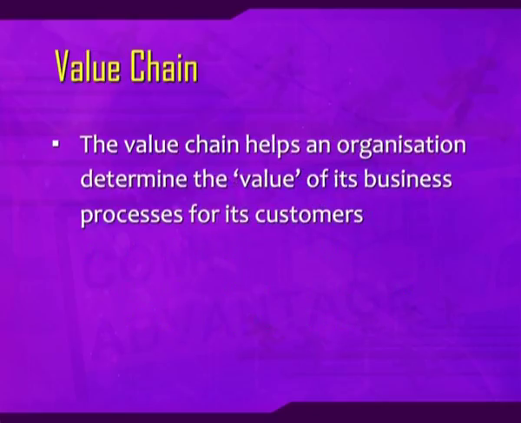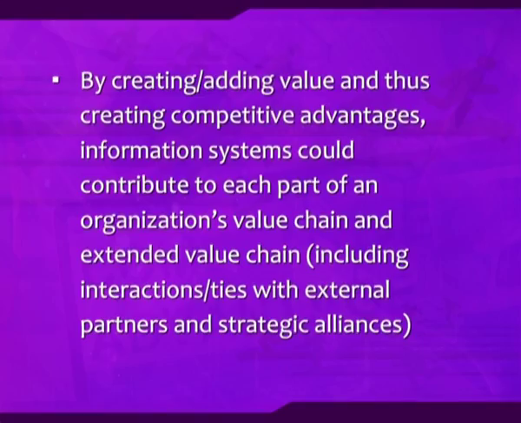The value chain helps an organization determine the value of its business processes for its customers. The model highlights specific activities in the business where competitive strategies can be best applied and where information systems are most likely to have a strategic impact. By creating value and thus creating competitive advantages, information systems could contribute to each part of an organization's value chain and extended value chain, including interactions with external partners and strategic alliances. By leveraging internet technologies, organizations could also create a value web.